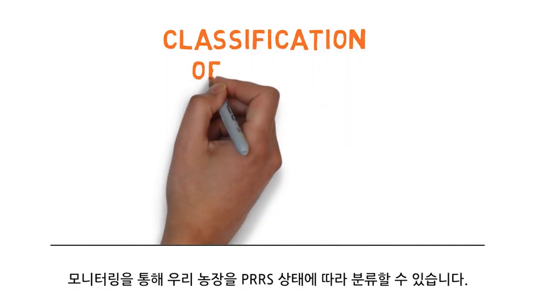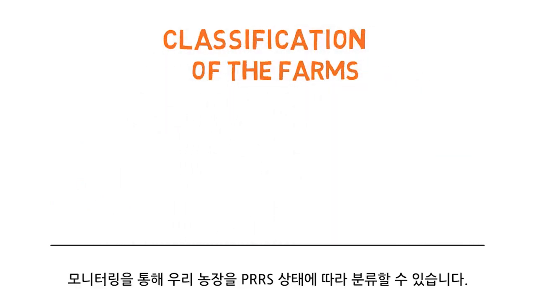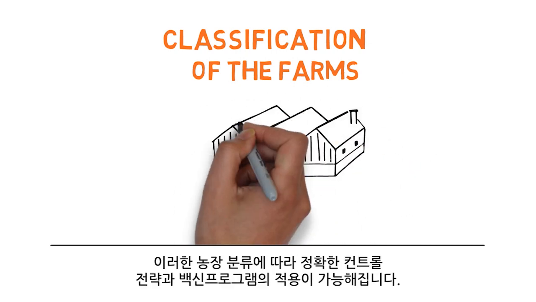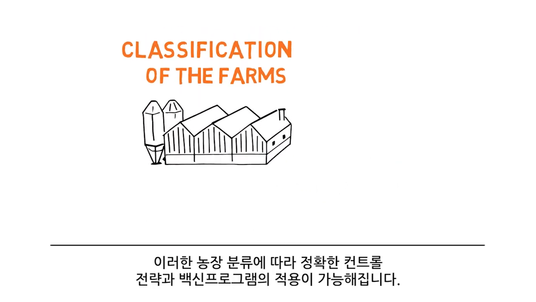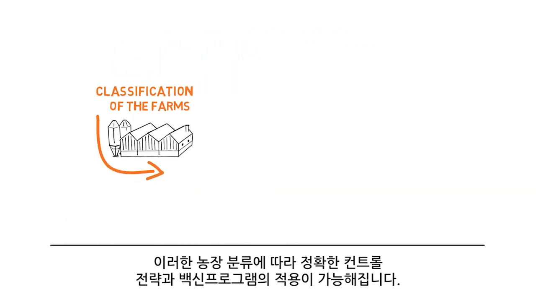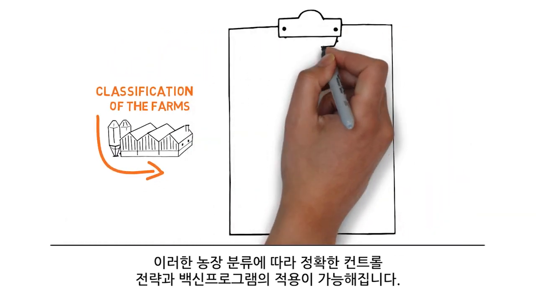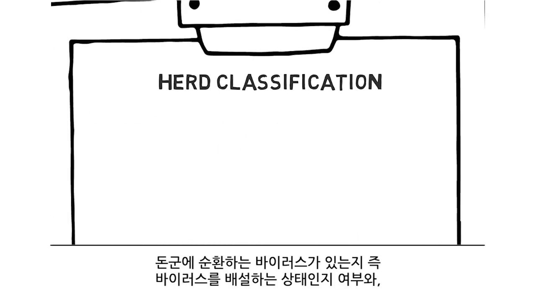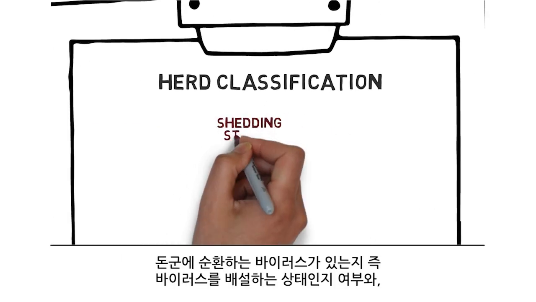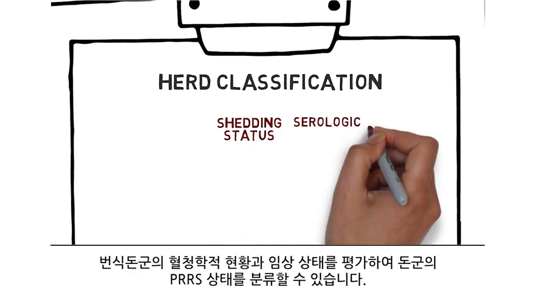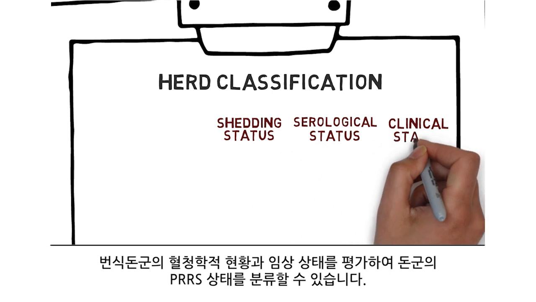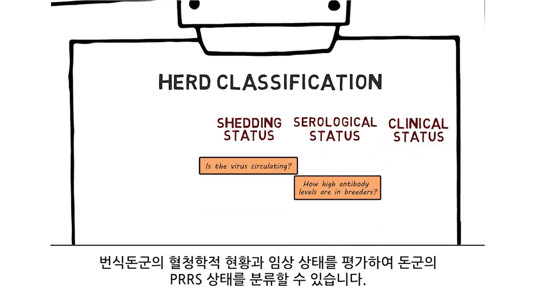Once monitoring has been performed, farms can be classified within different PRRS epidemiological status. This herd classification will help us to decide measures that have to be corrected and vaccine program strategy that has to be implemented. Evaluating the presence of virus circulation in some pig populations, in other words shedding status, and evaluating the serological and clinical status in breeders will allow us to classify the PRRS status of the herd.